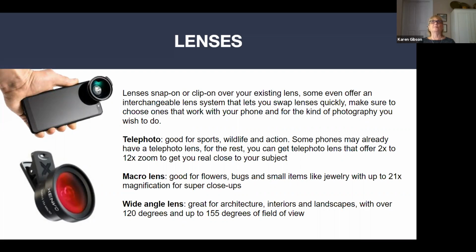I think they come 2 times to 12 times zoom to get you really close to the subject. You can get macro lenses, which is good for flowers and bugs and small items like jewelry, with up to about 21 times magnification for super close-ups. Or wide angle lens, which is great for architecture or interiors or landscapes, with an overview of 120 to 155 degrees field of view.